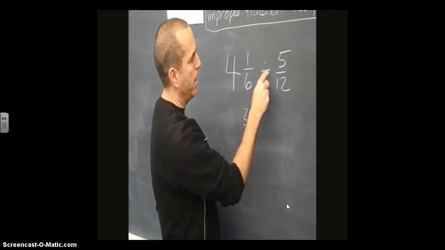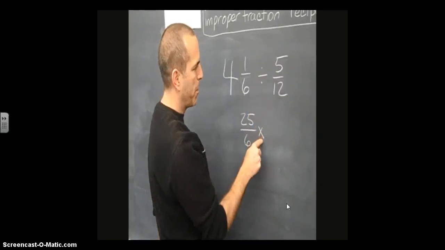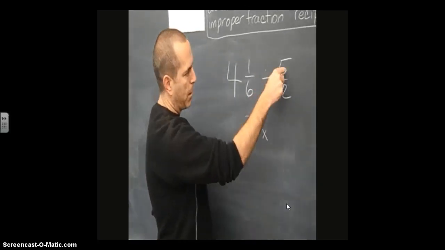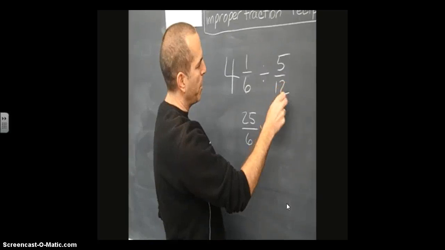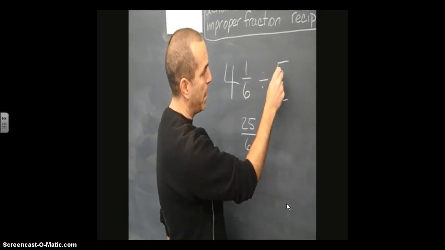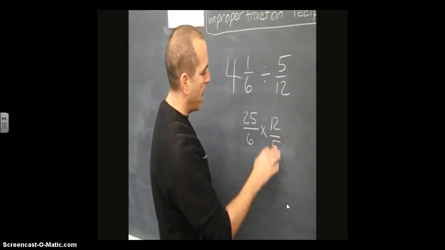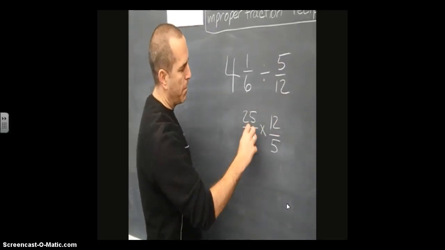Now, if you have division, we're going to do two things. We're going to take the sign and change it to its opposite. The opposite of division is multiplication. Then we're going to find the reciprocal of 5/12. And all you have to do is flip it. So the numerator becomes the denominator, and the denominator becomes the numerator. So it becomes 12/5. Now we have a multiplication problem involving two fractions.